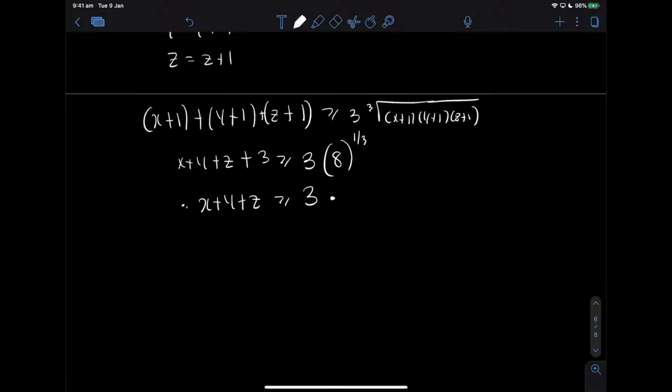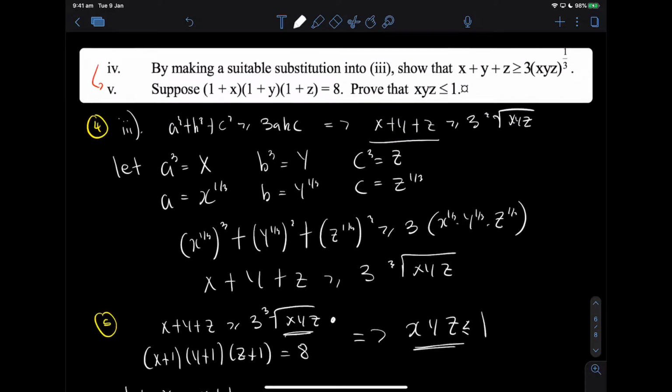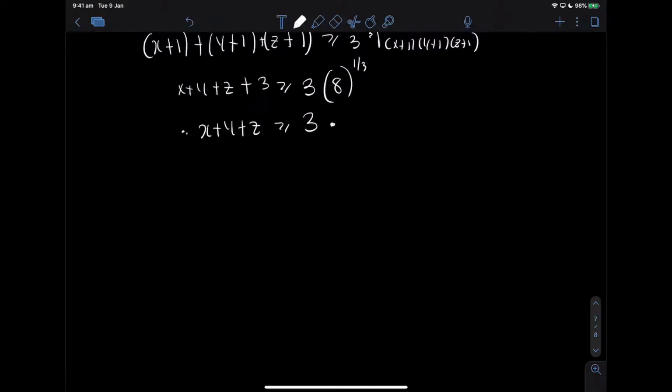So now let's simplify this even further. Now we can sub this part into that previous part that we calculated in part 4. Okay, let me write what we're talking about. So in part 4, we had that equal to 3 times the cube root of xyz. Okay, so now we see that we have these two similar expressions, and we have the xyz that we really wanted. That's what we're trying to prove.